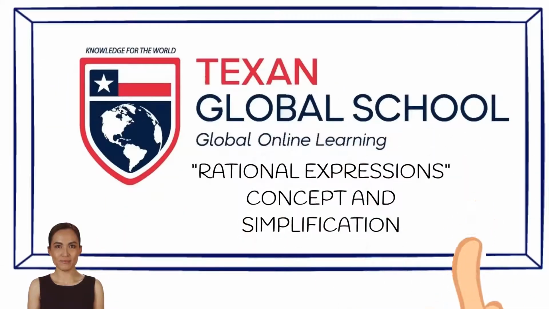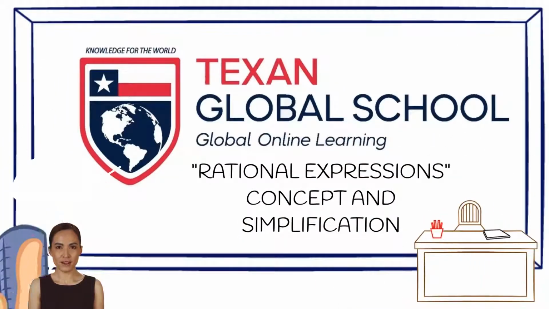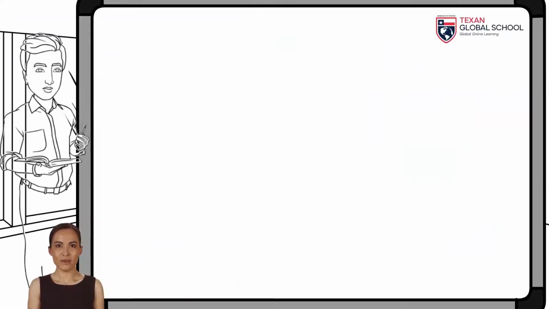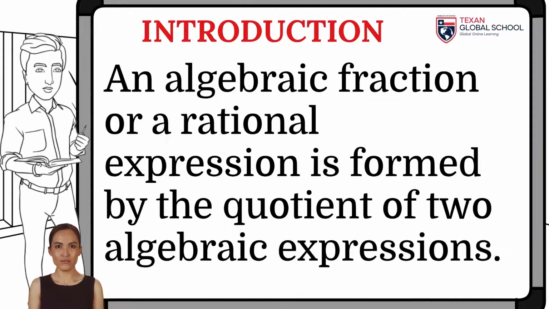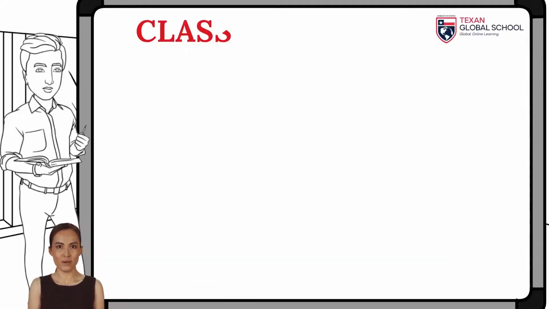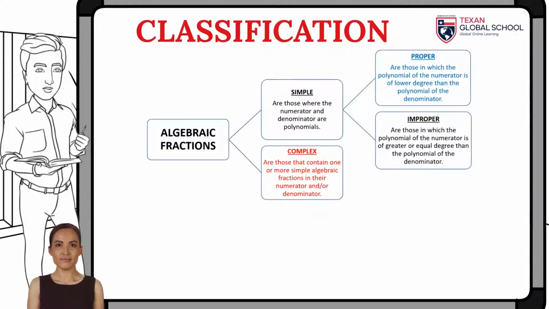Texan Global School. This class will analyze the concept of algebraic fraction or rational expression, its classification, and reduction or simplification processes. The quotient of two algebraic expressions forms an algebraic fraction. That is, the numerator will have an algebraic expression, and in its denominator will have another algebraic expression.